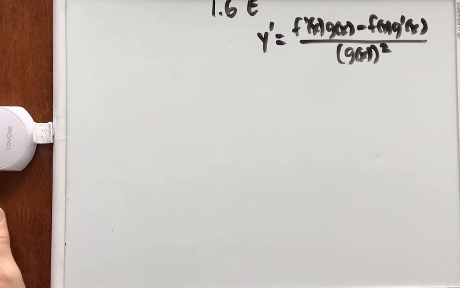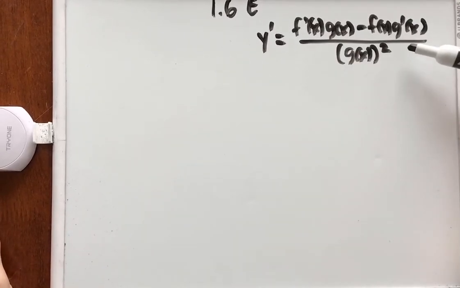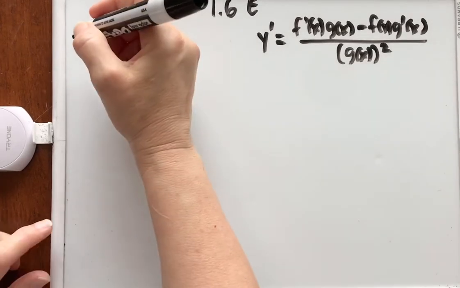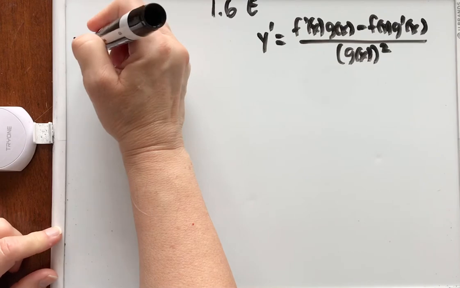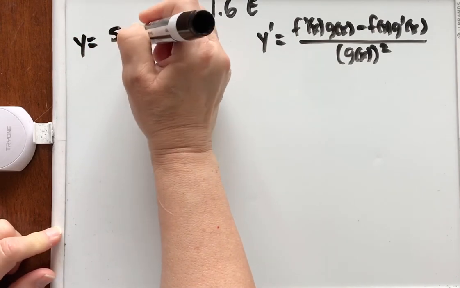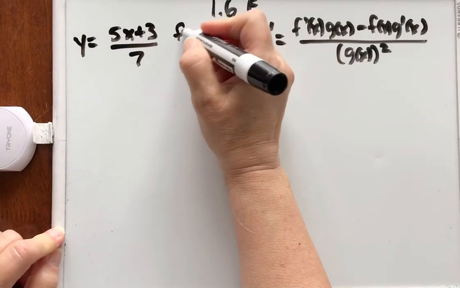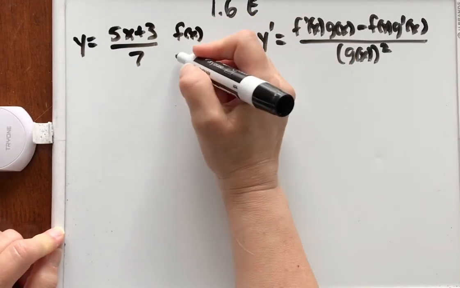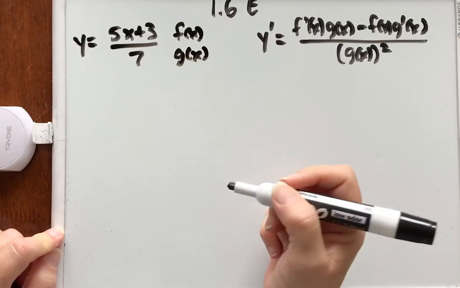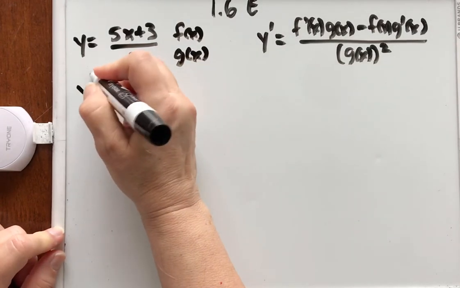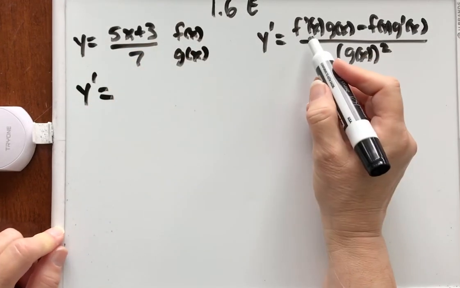1.6e. Here again we have the quotient rule, and we're going to apply it now to a much simpler problem. Y equals 5x plus 3 divided by 7. So we'll say the numerator is f of x, the denominator is g of x. Now we can begin. Y prime, f prime of x.